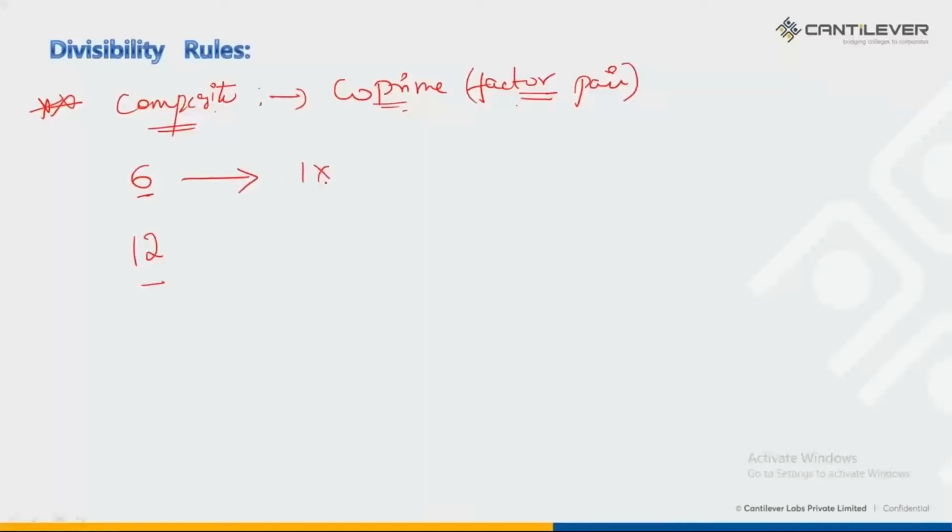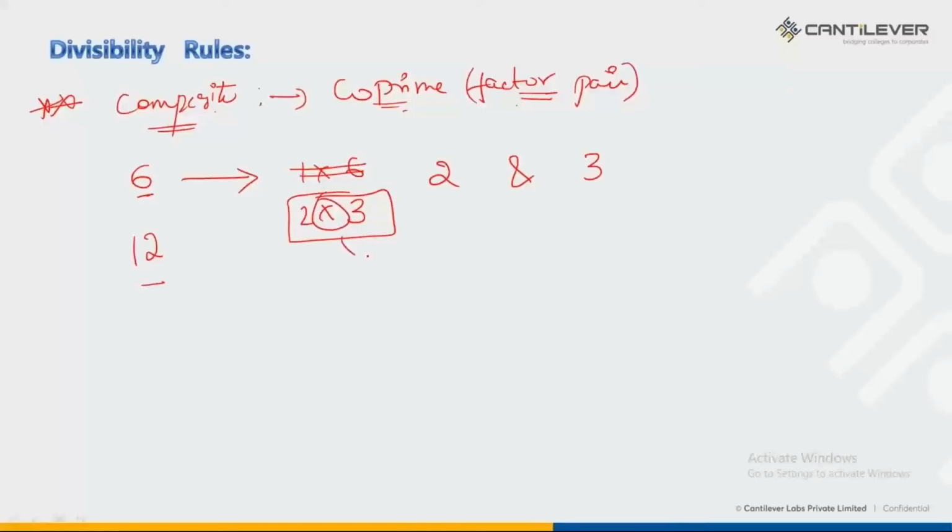How can you write 6? 1 times 6, or 2 times 3. No other scope, right? So definitely you can't choose 1 and 6. So we will choose this one: 2 and 3 are co-prime numbers. So how can you write the divisibility rule of 6? If a number is divisible by 2 and 3, then it is exactly divisible by 6.